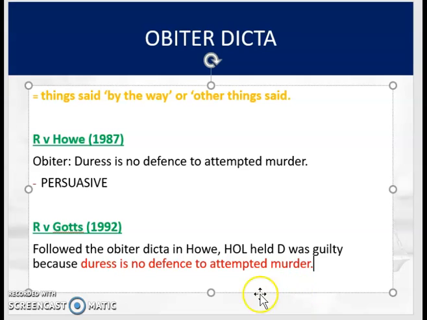So if a judge decides to follow the obiter and he applies the obiter, then the obiter becomes a new ratio. And after the case of Gotts, we will know that duress will be no defence to attempted murder either. So you can see here how precedent is working, because these cases are giving guidance to a judge in a future case. So any case involving duress and murder or attempted murder, the judge can look at these cases and that will help him to make a decision in the case in front of him.